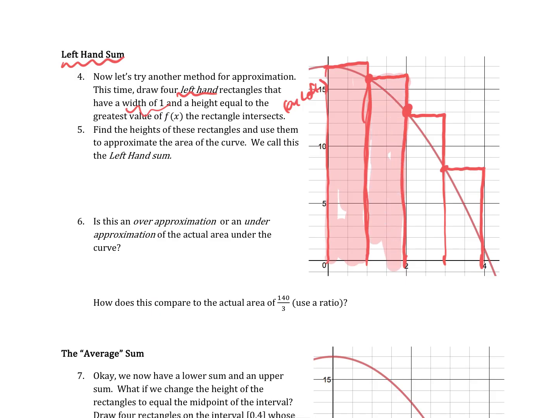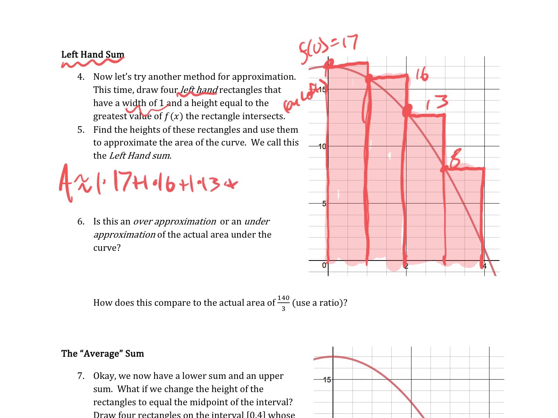Now let's find the area of this. We'll use the function values on the left. So there's those. That's our area. This height is f of 0. f of 0 is 17 minus 0 squared, which is 17. And this again is 16, and 13, and 17. What is this? This is 8. This is a height of 8. So our area is approximately 1 times 17 plus 1 times 16 plus 1 times 13 plus 1 times 8. And that comes out to be 54.